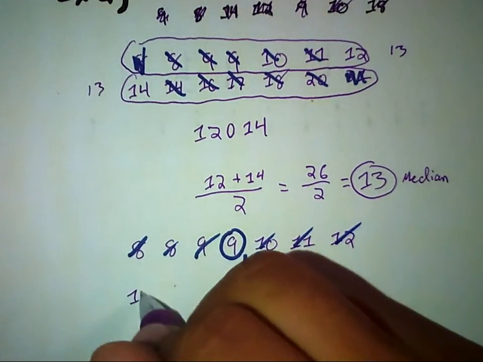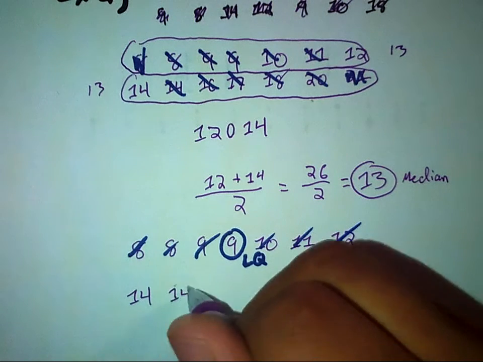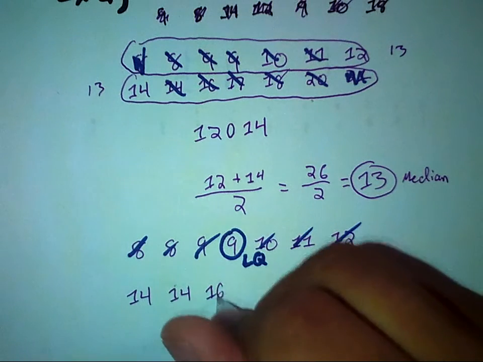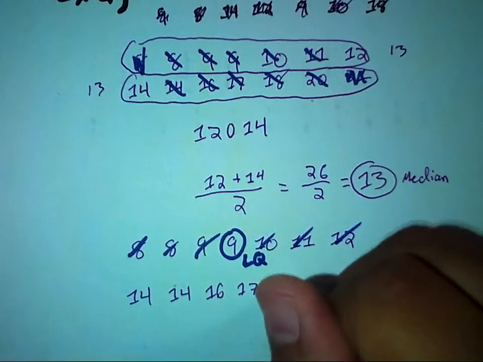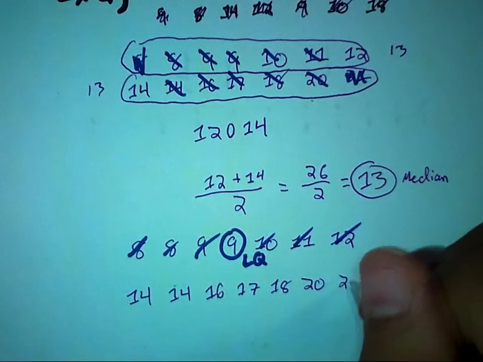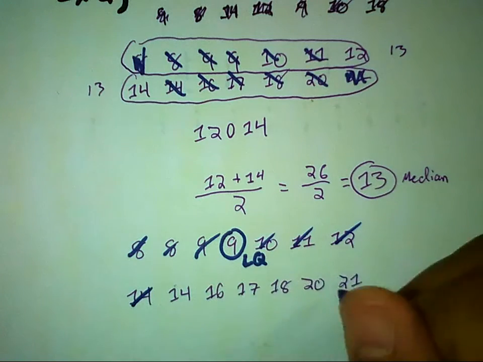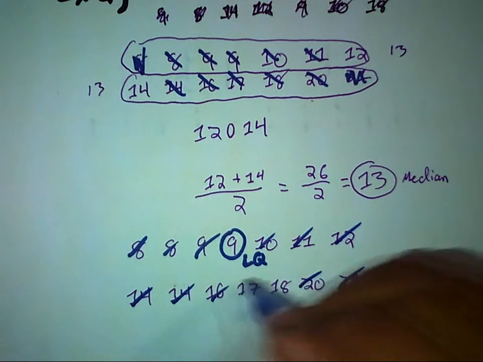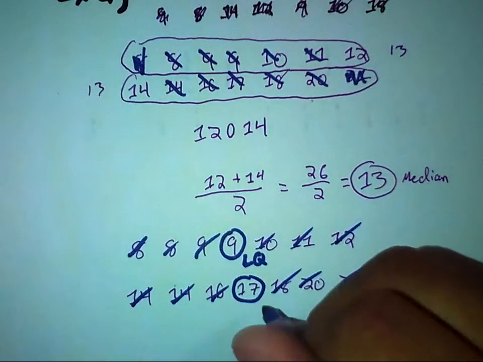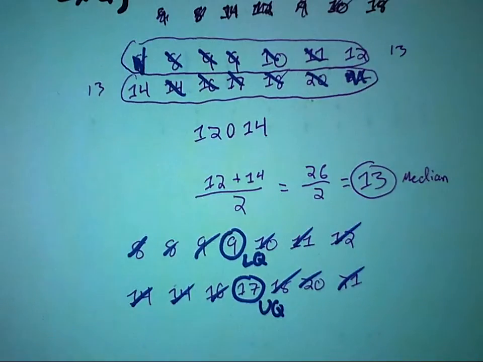So let's see, 14, 14, 16, 17, 18, 20, and 21. And again, I'm just going to do exactly like I did before. So I'm going to cross out, cross out, cross out, cross out, cross out, cross out, and we're left with 17 is our upper quartile.